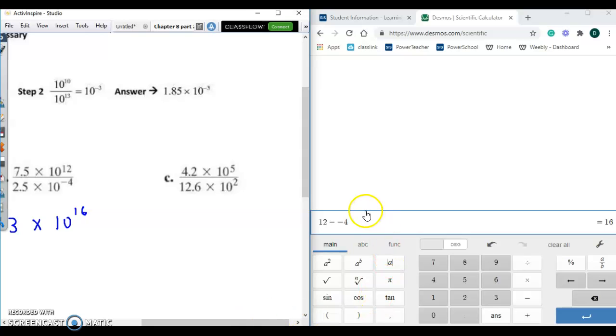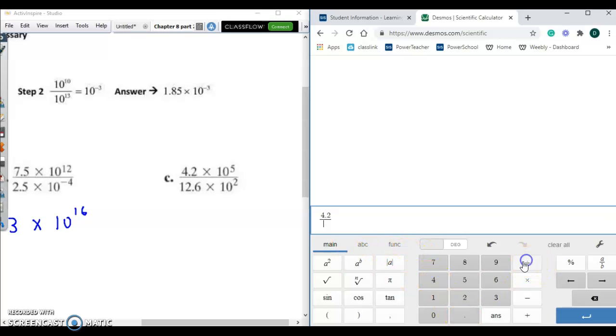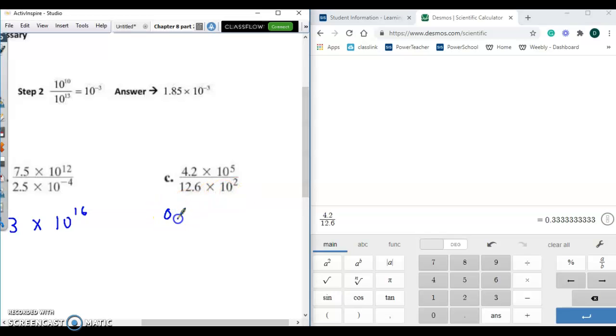All right, the last problem. Again, pause this and try it yourself, and then check your answers as you go. 4.2 divided by 12.6. It gives us a 0.3 repeating. Ooh, that's kind of a nasty one. 1/3. So we're going to round that. We're going to call that 0.33. Let's just call it 0.33.